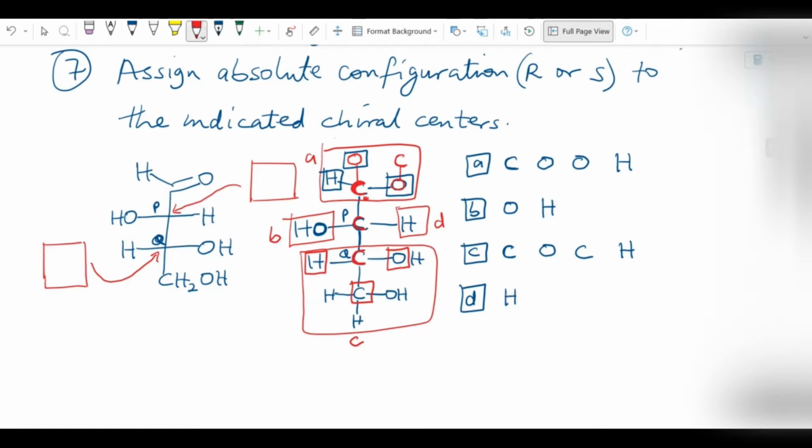After listing the different atoms in each of the groups, I will now compare each atom in the respective columns, starting with this first column. Priority number 4 will go to hydrogen. Priority number 1 will go to oxygen. So B gets priority number 1, D gets priority number 4.